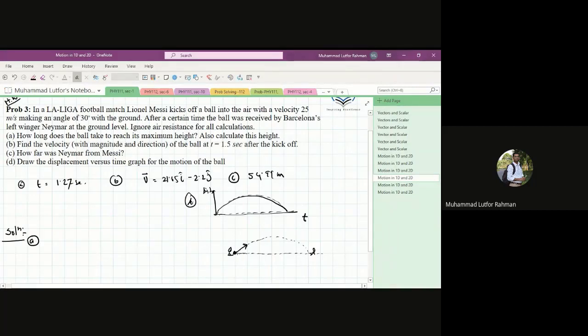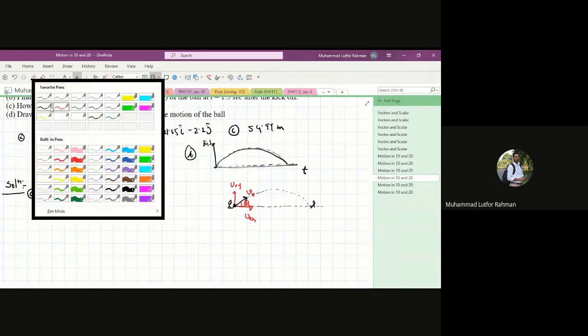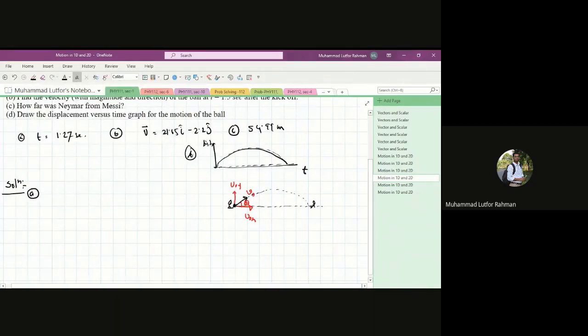I can split that vector, right? So I'll take that because they give me this is my, say, v naught x. This is to be my v naught y. So if it's kicked with the initial velocity v naught, making an angle theta, then we can find out v naught x and v naught y, right? Because that's basically the components of the vector v naught.